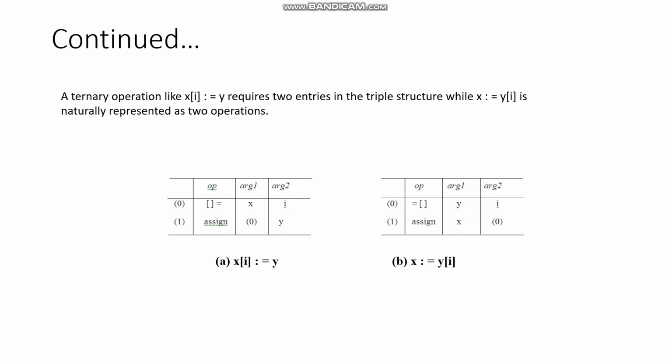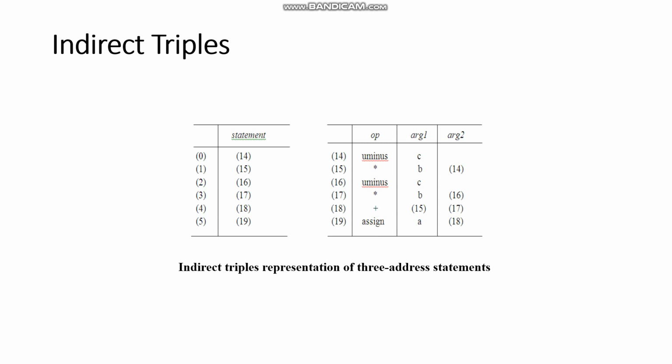The ternary operator. Let us suppose how it will operate. x[i] = y requires 2 entries in the triple structure, while x = y[i] is naturally represented as 2 operations. Here you can see that in x[i] = y, the value y is assigned to x[i]. So argument 2 is what? The index i should be assigned to x[i]. It is assigned to the operator, as you can see here. After that, y[i] is assigned to x. So this is how a ternary operator works.